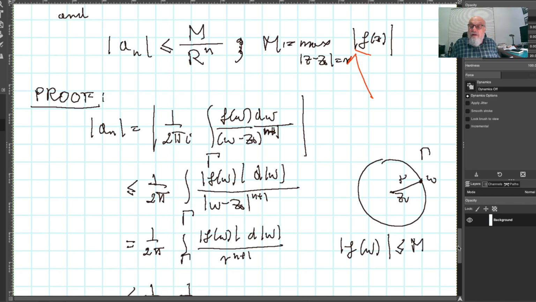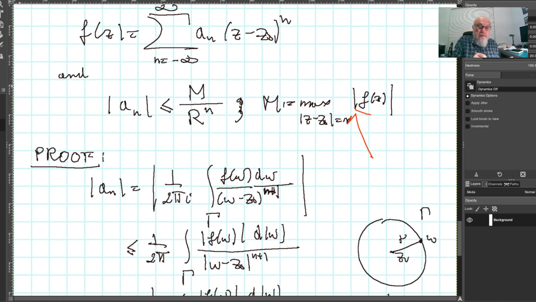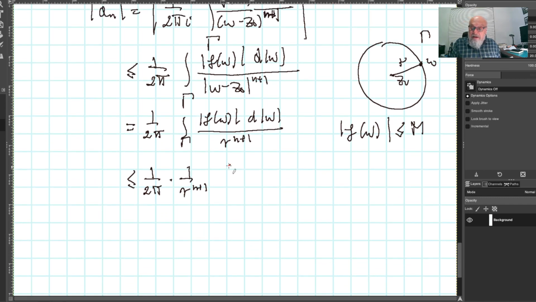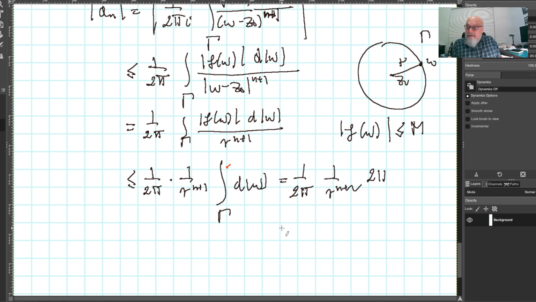Did I do something wrong? Yes, wrong r. This must be r to the n, of course, because that's the same radius as it is here. So r to the n, and then you have here the integral over gamma of the absolute value of dw. So what is the length of this circle? This is equal to 1 over 2 pi, 1 over r to the n plus 1, times 2 pi r, and we are getting that this is equal to M.